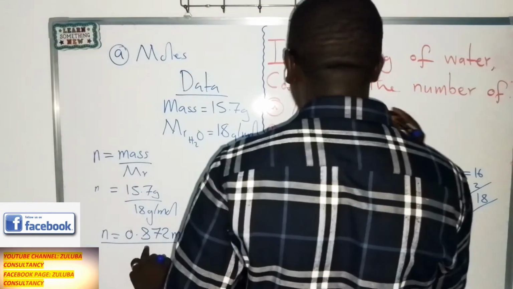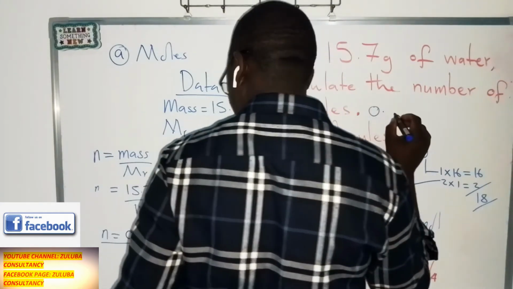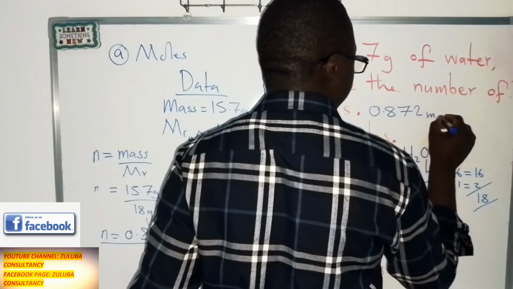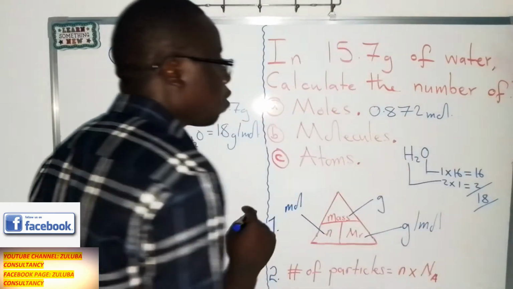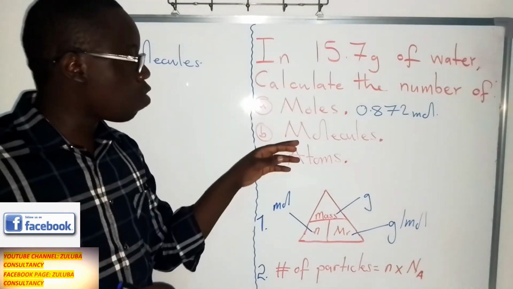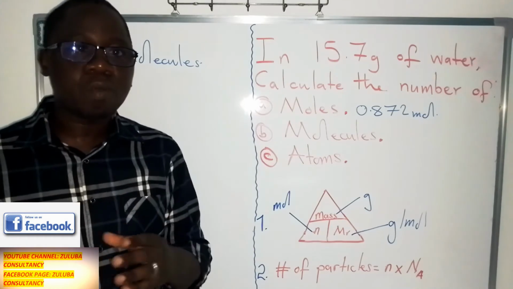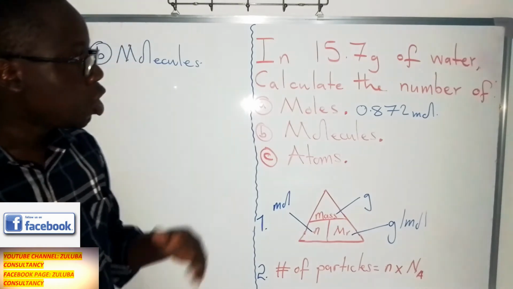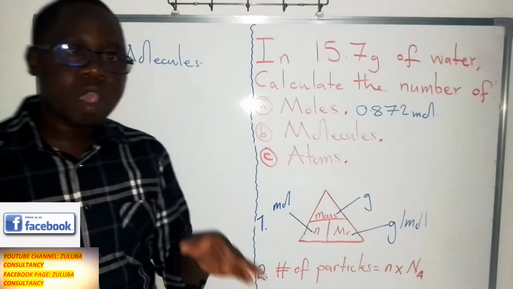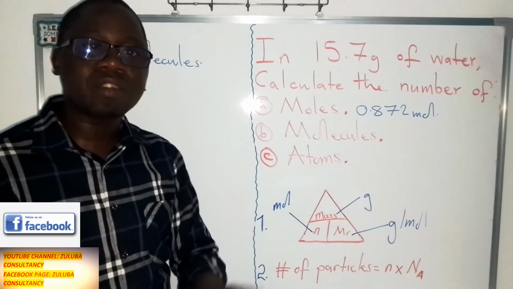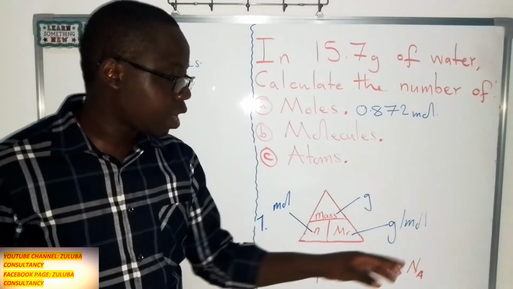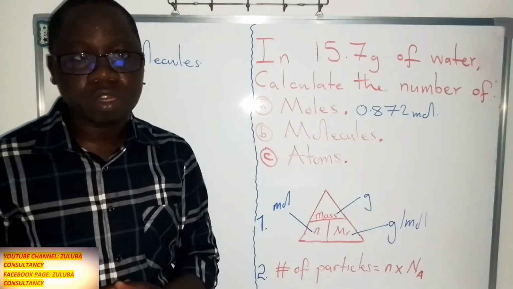So we can put this figure as 0.872 moles as the number of moles we have calculated. Next, we want to calculate the number of molecules that are present in 15.7 grams of water. To calculate the number of molecules, we need to use the second formula, where we say number of particles, in this case number of molecules, is equal to the number of moles multiplied by the Avogadro's constant.